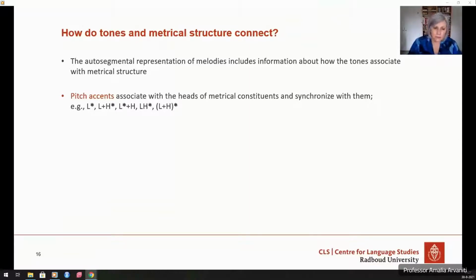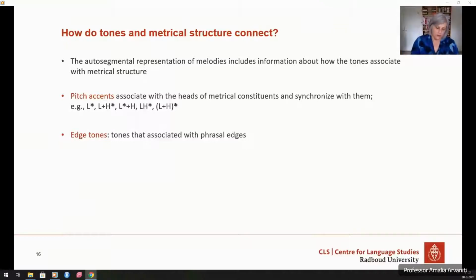I've shown you here a number of different representations with pluses, without pluses, with brackets. It doesn't really matter for this very brief presentation. Just don't be deterred by seeing those things. They're pretty much the same thing. In addition to pitch accents, we have edge tones.